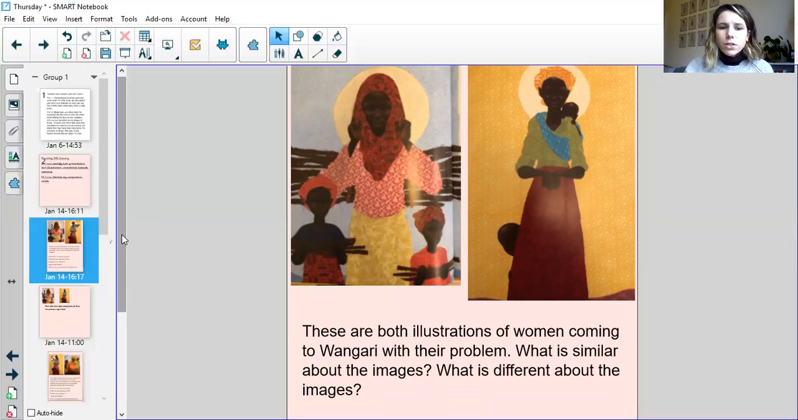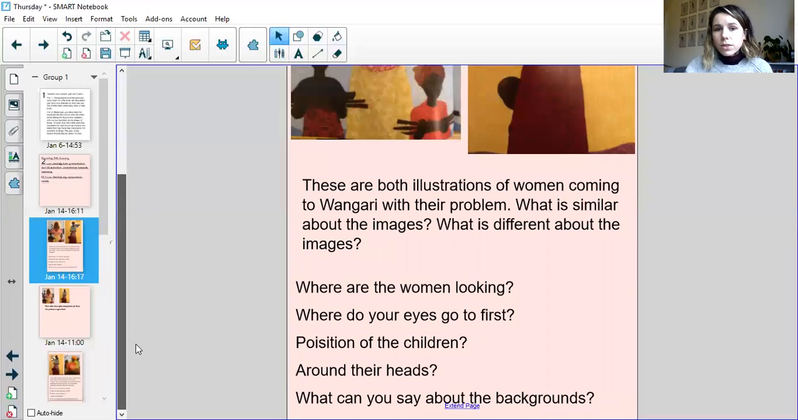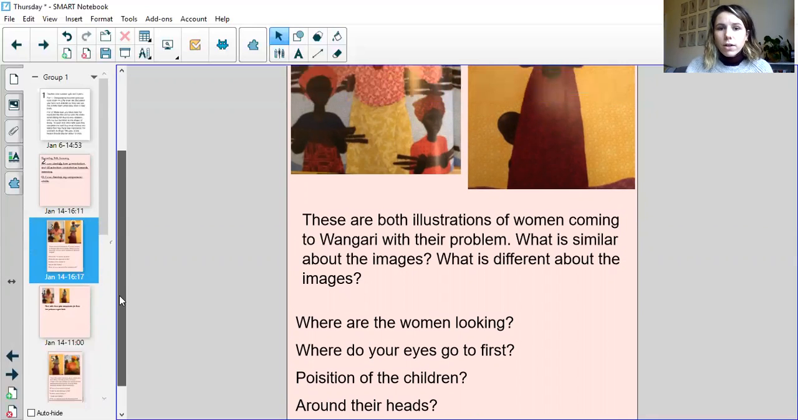Okay, so I want you to think about the similarities and the differences of these pictures. You might also want to think about some of these questions. What are the women looking at? Where do your eyes go first? So when you first look at these illustrations, what do you see first? The position of the children, I've mentioned that. What's around their heads? And can you talk about the background?